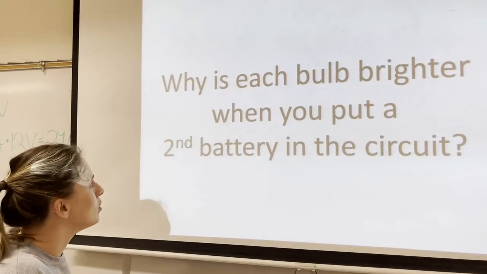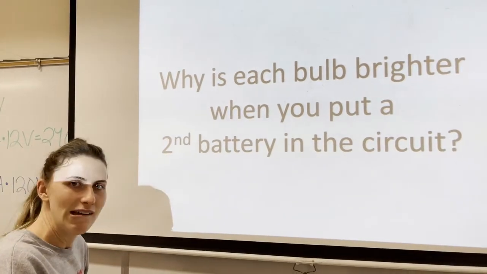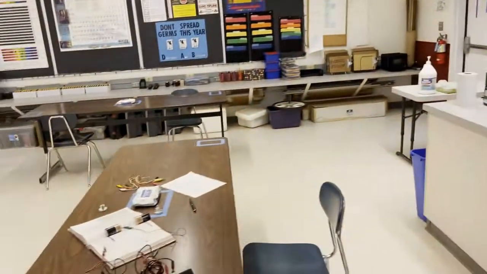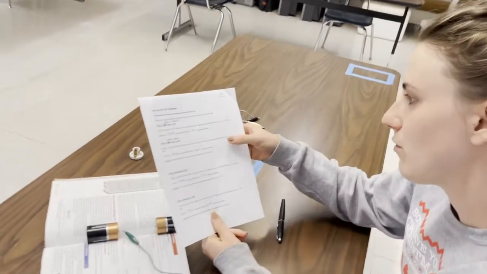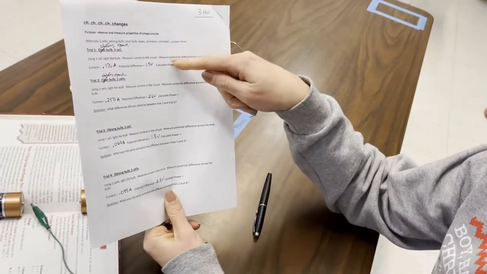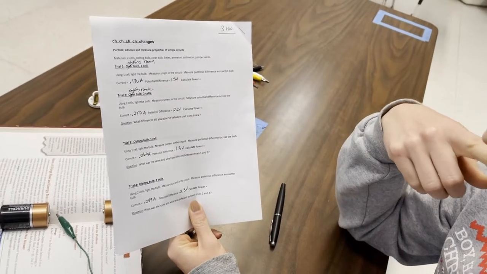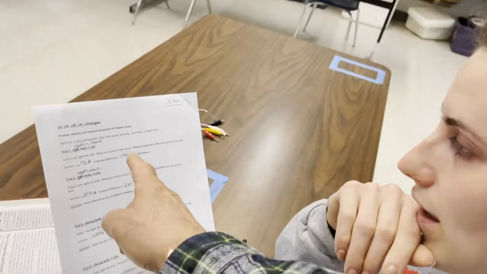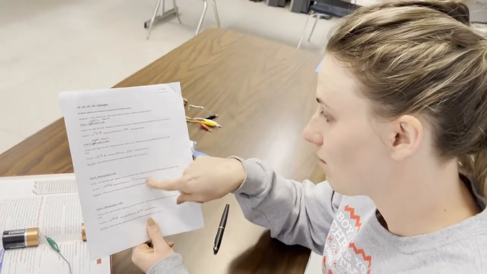Why is each bulb brighter when you put a second battery in the circuit? Well, what did you notice about the numbers you wrote down? We noticed that when we put a second battery in the circuit, from here to here, our current increased. So more current, what else changed? It got brighter, but also your potential difference increased. Pretty much, it kind of doubled here, right?